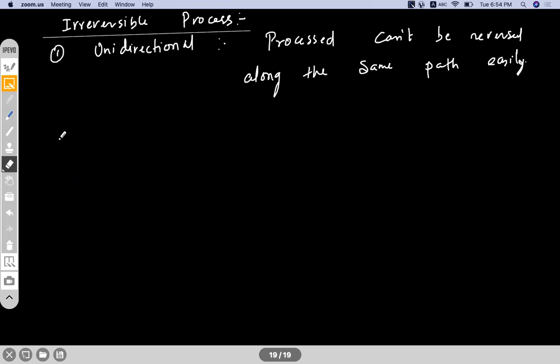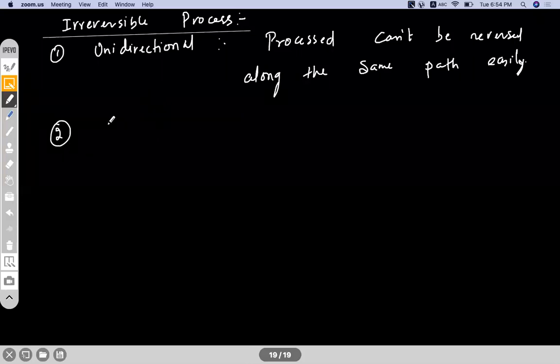So it's not like we cannot gain the original position, but to restore that, we need extra work. External work is required for that. That kind of work is not required in reversible. You just need to remove the change that you have done. System will gain its own position in a reversible process, right?